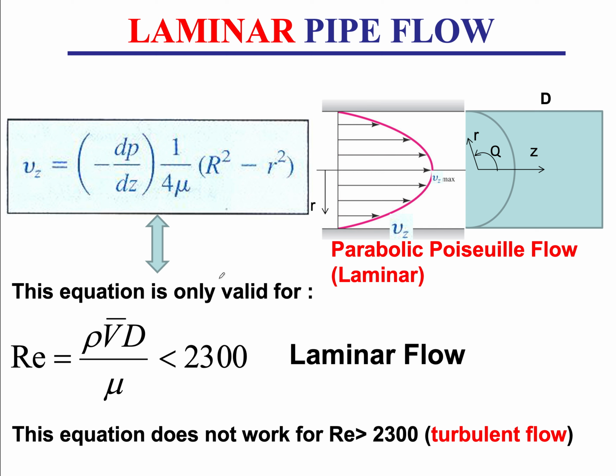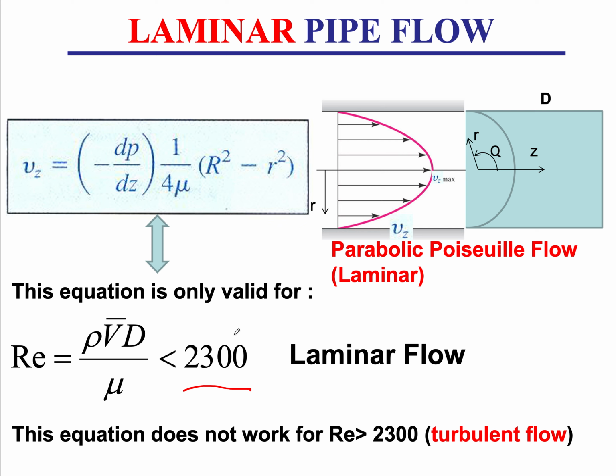Right, and this result applies in cases where Reynolds number is less than 2,300. In some books it's 2,100. It's not a magic number, but it's in this range. It's not written in rock. It's a guideline number.